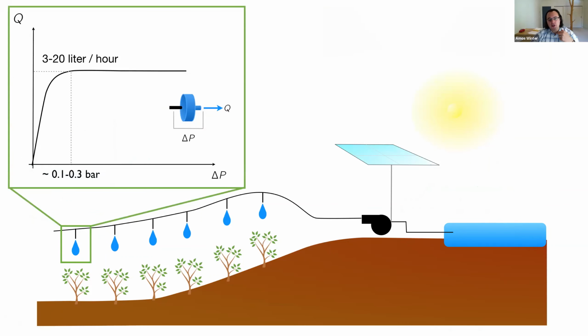So to do this, we would ideally use pressure compensated emitters so we can maintain a uniform flow throughout the field, which becomes even more important when you go to lower pressures. And we want to operate at about 0.1 bar. Historically, drip emitters, as I've said before, operate at about 1 bar of pressure.